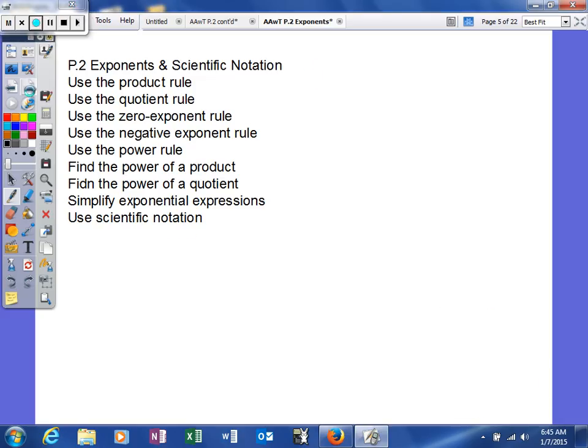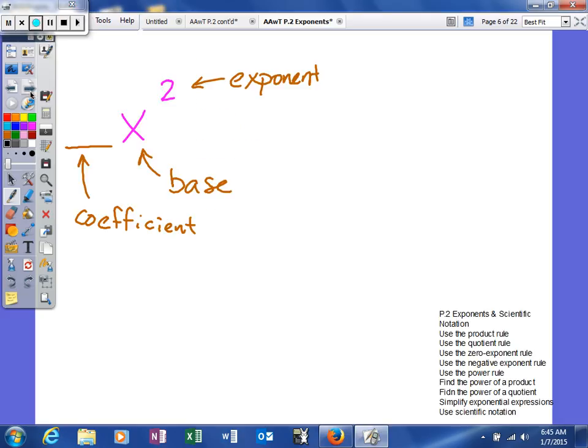So first thing we're going to do is talk about just some basics. What you need to know anytime you have an exponent, you have a couple things going on. Obviously 2 is our exponent right here. Your exponent should be what they call a superscript. It should be smaller than your base, written up in the right hand corner. So our exponent here would be 2. X is the base. So the base is actually what we're going to square.